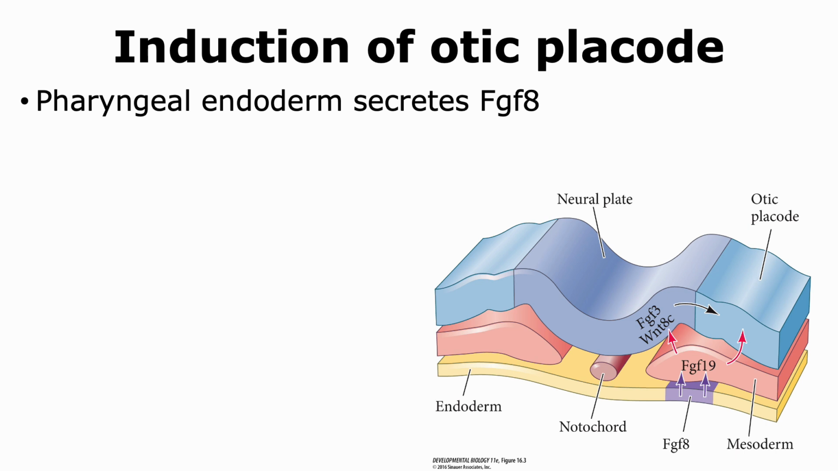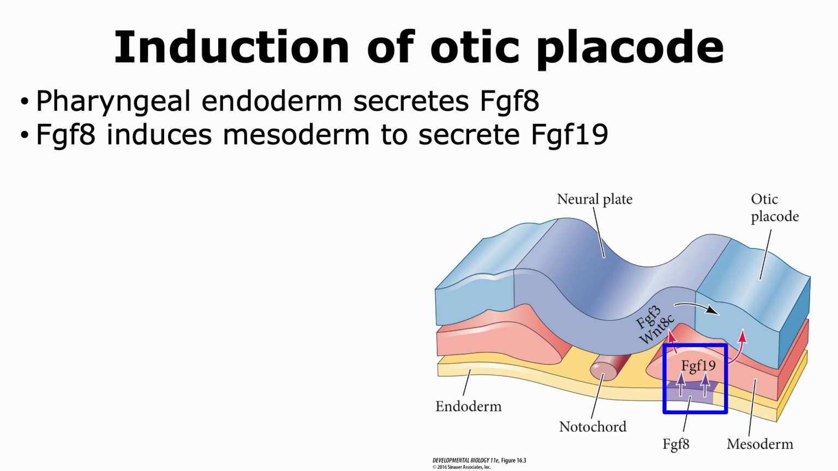Let us look at the induction of the otic placode as an example of induction. The whole process begins when the pharyngeal endoderm secretes FGF8. FGF8 is a member of the fibroblast growth factor family. When we look at the figure, the portion in the blue box shows the endoderm secreting FGF8. The endoderm here is the lowest layer, shown in yellow.